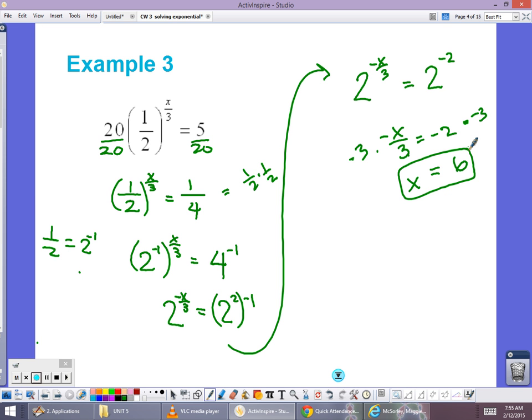Whew. So we want to double check. Plug it back in. 6 over 3, that would be 2. I'm sorry, wait, 6 divided by 3, yes, is 2. 1/2 squared is 1/4. 20 divided by 4 is 5. So it works out.